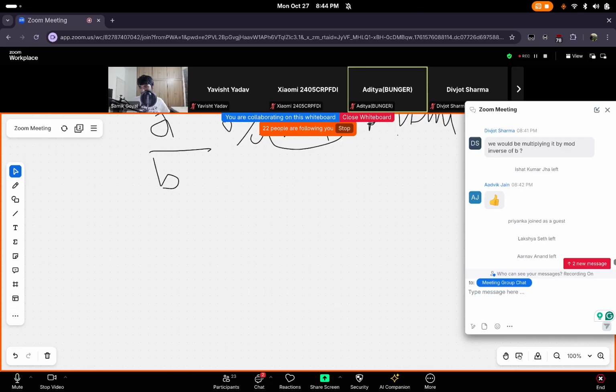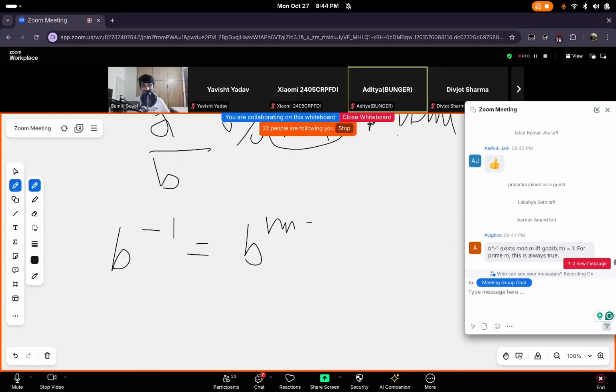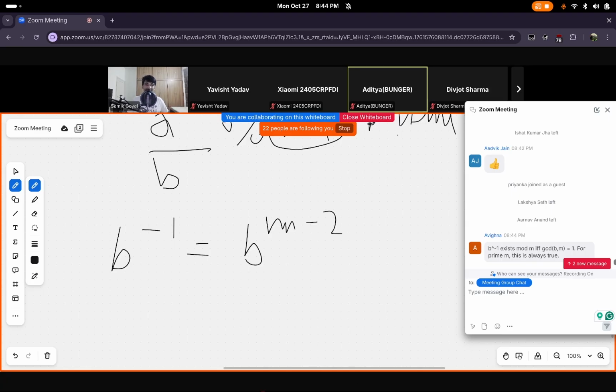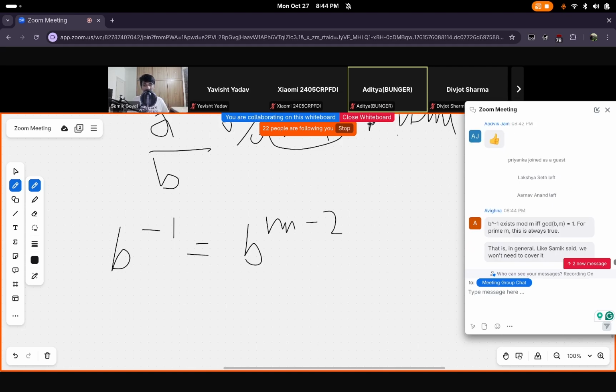So the inverse of B is just B to the power M minus 2. Yes, the condition Avigna said is correct. Inverse only exists when B and M are co-prime. But again, don't worry about the general case. We won't be covering it.